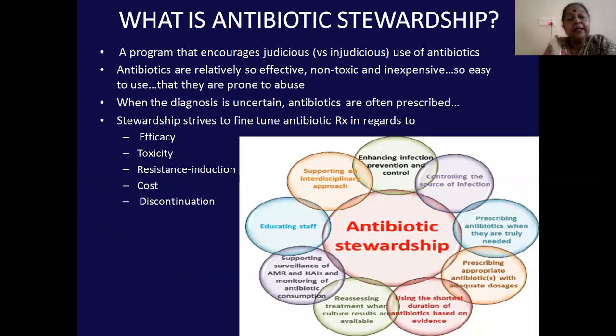So what is antibiotic stewardship? This is a program which encourages judicious versus injudicious use of antibiotics, so every institution has its own antibiotic policy. These antibiotics are relatively effective, non-toxic and inexpensive, so they are easy to use and prone to abuse. Whenever the diagnosis is uncertain, antibiotics are prescribed. So stewardship is to tune the antibiotic treatment with regard to efficacy, toxicity, resistance, induction, cost, and discontinuation. This is very important about antibiotic stewardship, and you should know it.